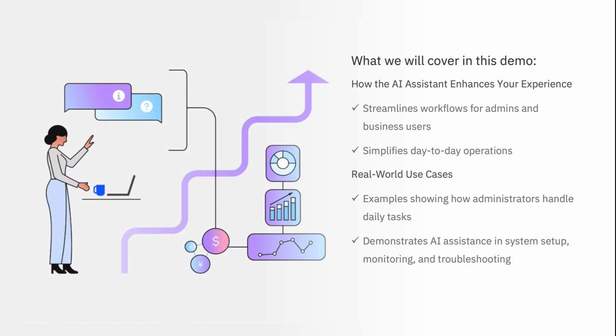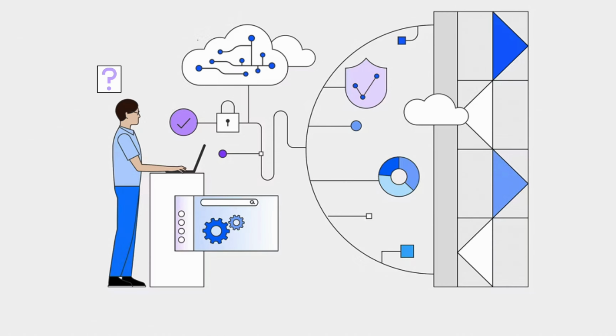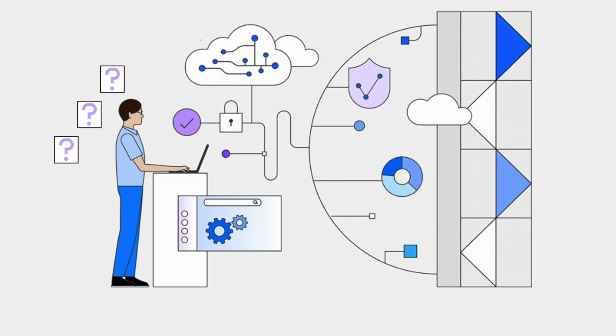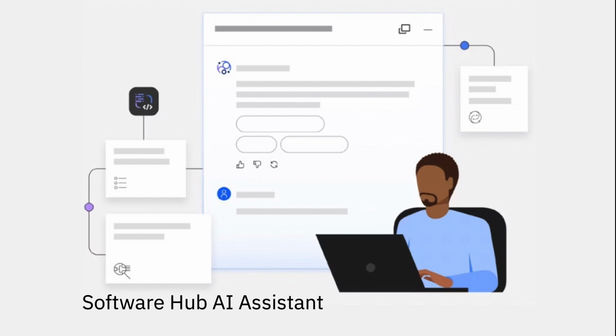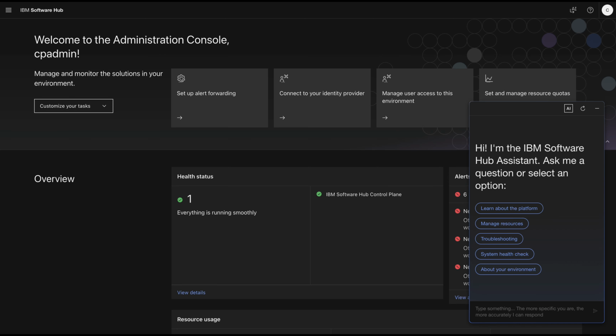We'll look at a few different use cases that show how the assistant supports real scenarios, helping streamline tasks, improve efficiency, and make daily operations smoother. As a system administrator, platform administrator, or business user, you're constantly looking for ways to streamline workflows, optimize operations, and make informed decisions. To do that effectively, you need quick access to accurate information and the ability to complete routine tasks efficiently. That's exactly where the AI assistant comes in.